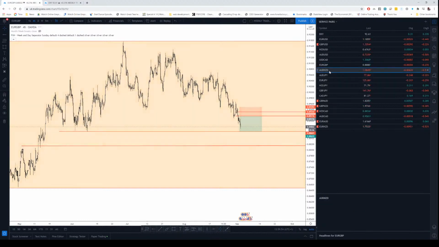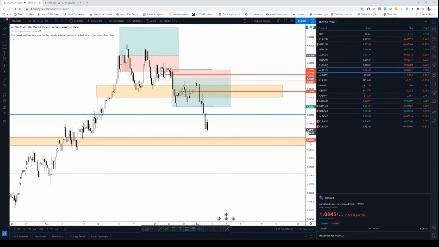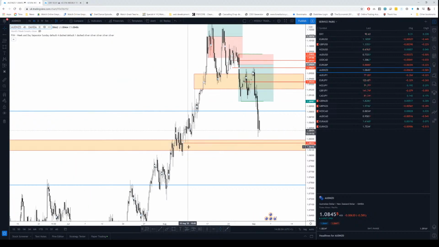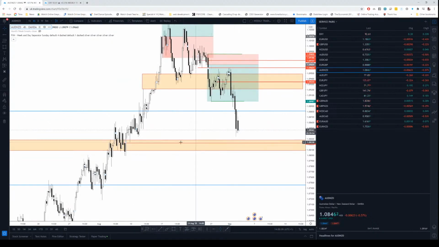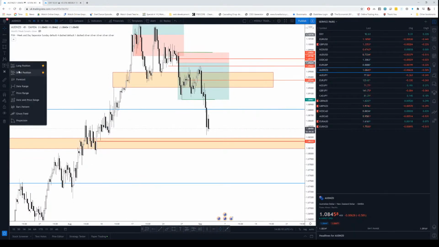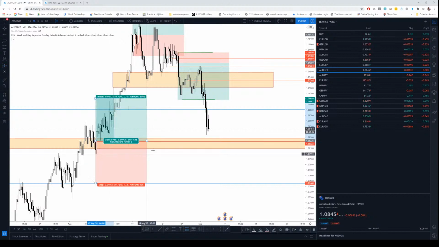Okay, Aussie New Zealand, we are coming to the level that I did mention. I did mention that I liked in here. So let's see if price will get there, and a trade idea for now will be something like this.